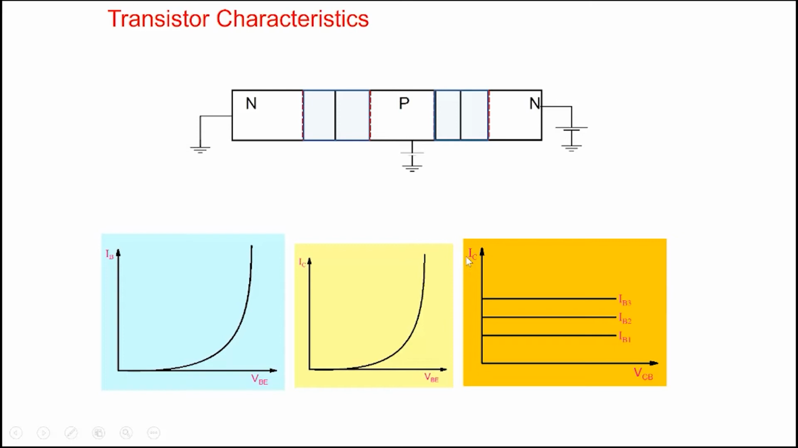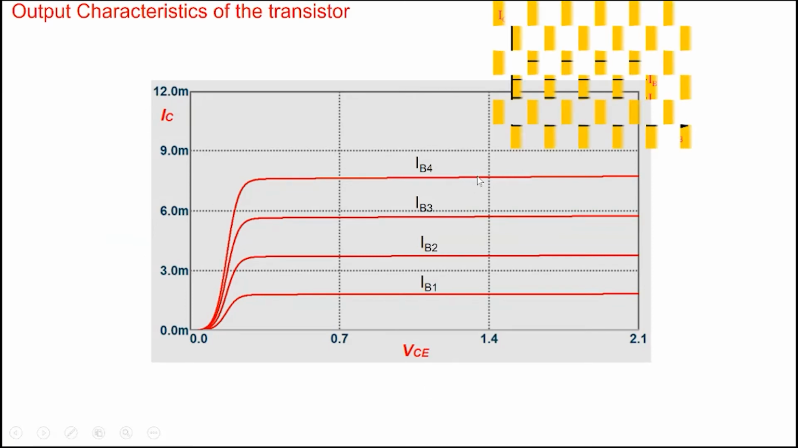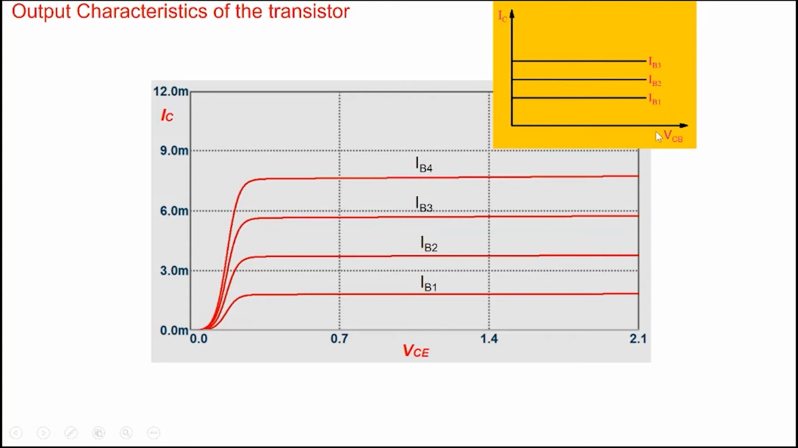And this is IC versus VCB. We can plot IC versus VCE also. So IC versus VCE looks more like this here. VCE is nothing but VCB plus VBE. And when you forward bias the base emitter junction, VBE is practically constant, about 0.7 or so. So as you increase VCE, you're increasing VCB. And that's where this part of the characteristics is.